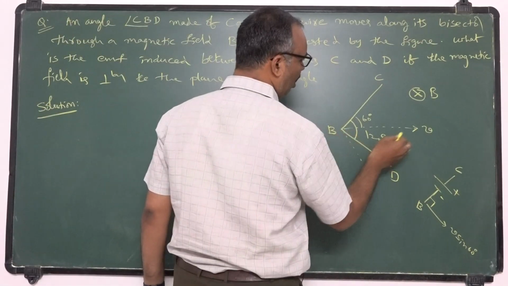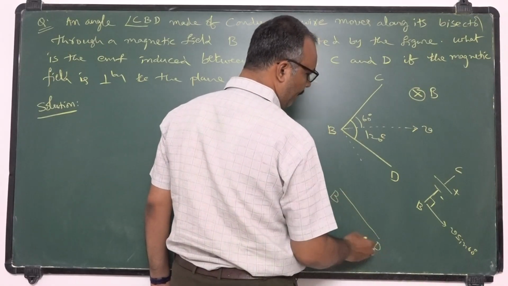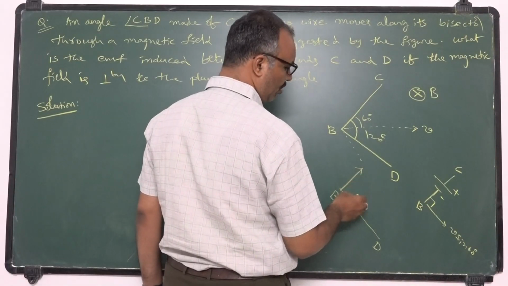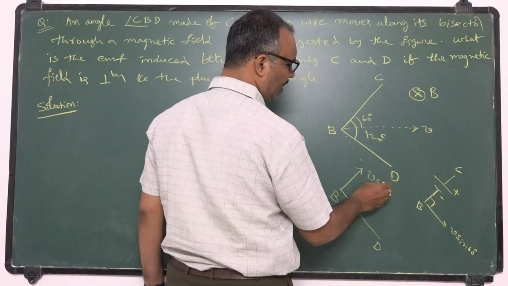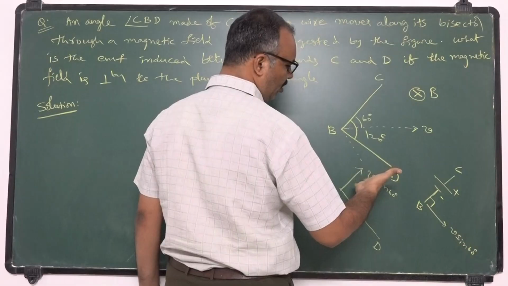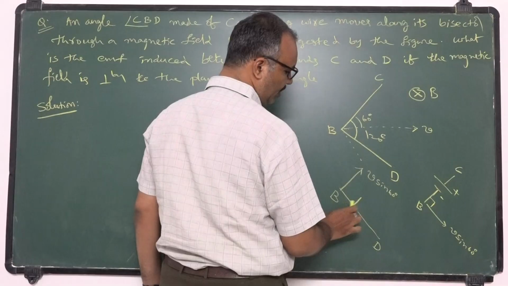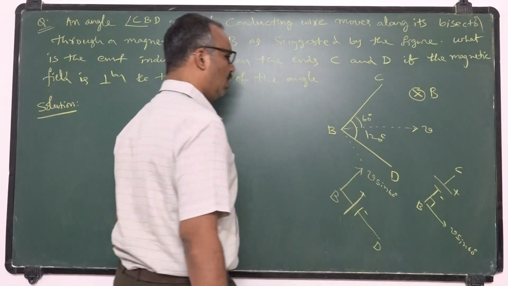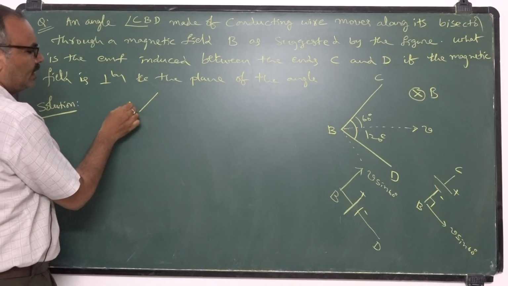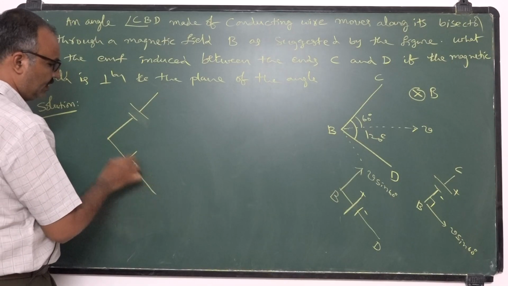Similarly, if you observe BD, here it will also have two components. The component responsible for production of motional EMF is V sin 60, again perpendicular to the rod, and here the magnetic field is into the paper, so velocity is like this. So you will have high potential this side, low potential this side; plus is here, minus is here. If you combine both, CB is acting as a cell like this, and BD is acting as a cell like this.